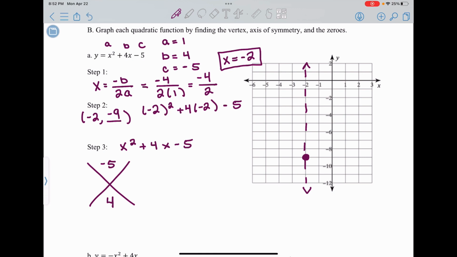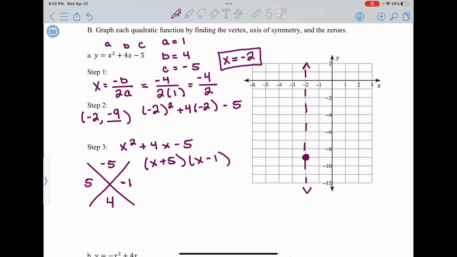The only 2 numbers that multiply to 5 are 5 and 1. And in order for these to add to +4, I'm going to make the 1 negative. So my factored form will be x plus 5 and x minus 1.